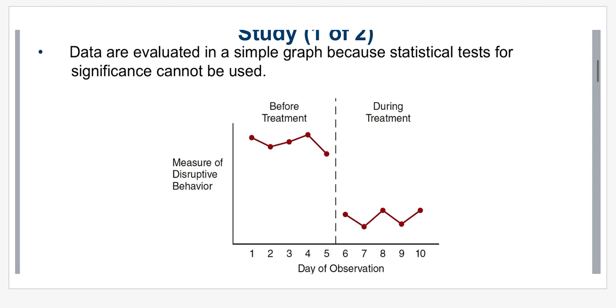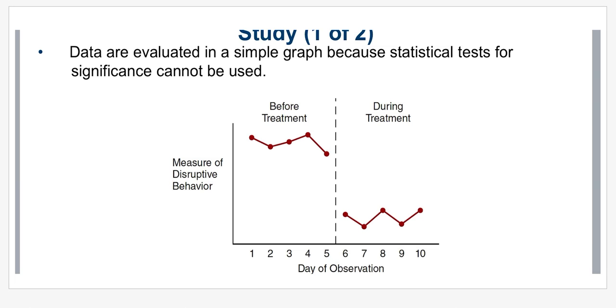It's showing you disruptive behavior is what these dots are. You can see the disruptive behavior after, during the treatment, after the treatment started. And so you can see visually that it's likely that this treatment is decreasing the disruptive behavior. You can see this very easily visually.